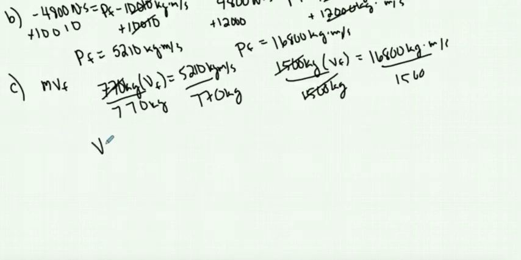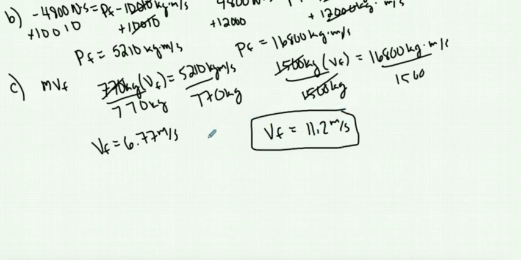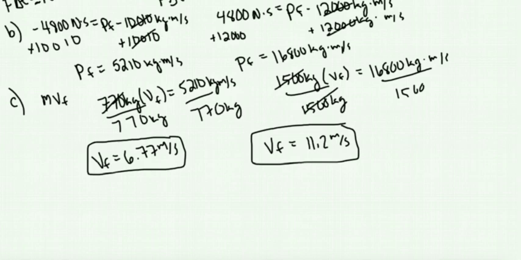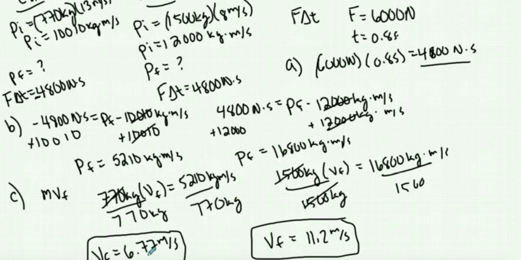So for the car, we're going to have a final velocity of 6.77 meters per second. And for the truck, we're going to have a final velocity of 11.2 meters per second. Okay, so let's compare those to our original velocities. The car should be slower because its final velocity went down, and the truck should be faster because its final momentum went up. So we can see originally the car was going 13 meters per second, so that slowed down like we thought. And originally the truck was going 8 meters per second, which went to an increase to 11.2 meters per second.